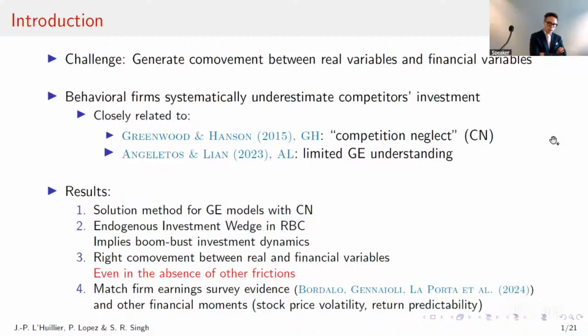And number four, this is the ultimate point that differentiates our approach from other approaches to generate boom-bust cycles under rational expectations: we're going to quantitatively match firm earnings survey evidence coming from the Bordalo, Gennaioli, La Porta et al. paper. And we're also going to show that the model does a good job at matching other financial moments, such as stock price volatility and return predictability.